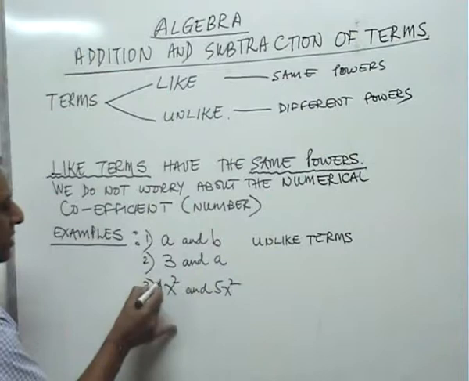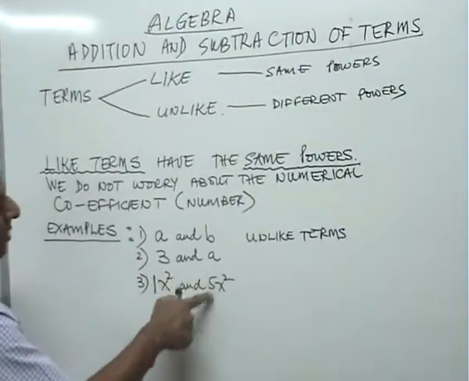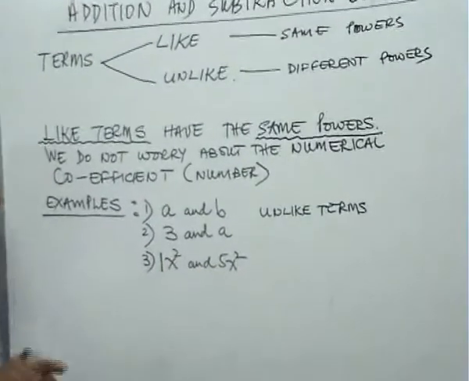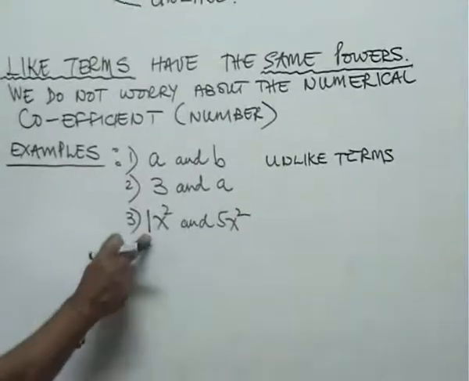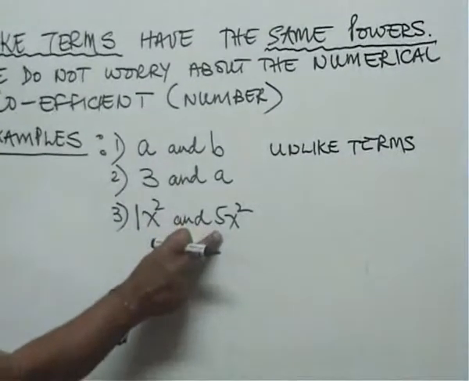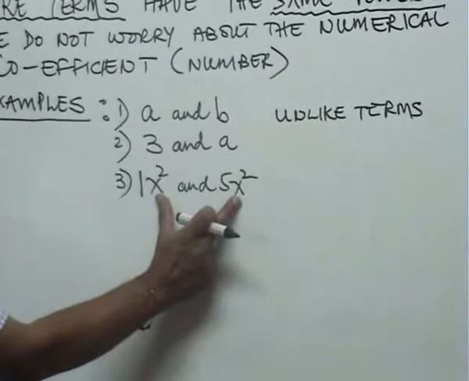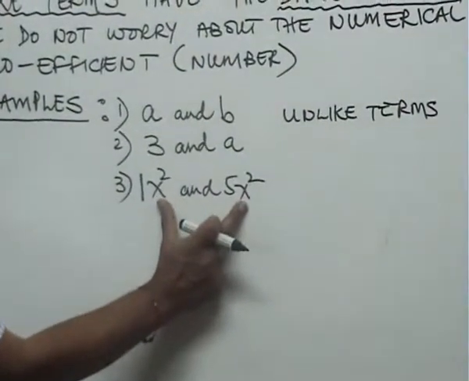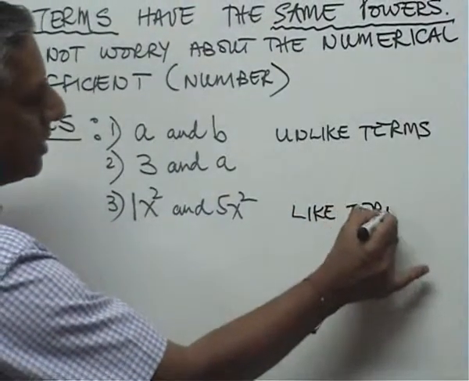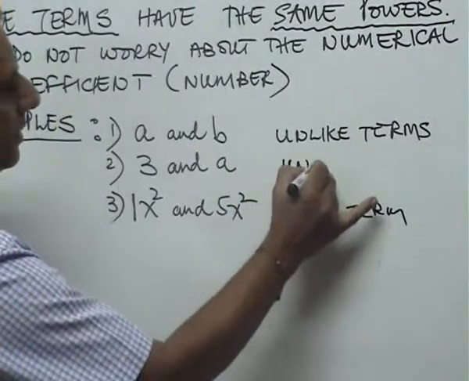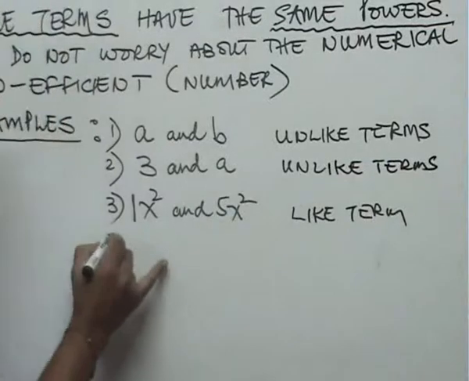We are not worried about the numerical coefficient. You see, the numerical coefficient here is 1. Numerical coefficient here is 5. Now, I'm not going to use the word numerical coefficient anymore. I'm just going to talk about number. The number here is 1. The number here is 5. We're not worried about the numbers. We're only worried about the powers. Now, the powers are the same. So, these are like terms. These are unlike terms. Let's do another example.